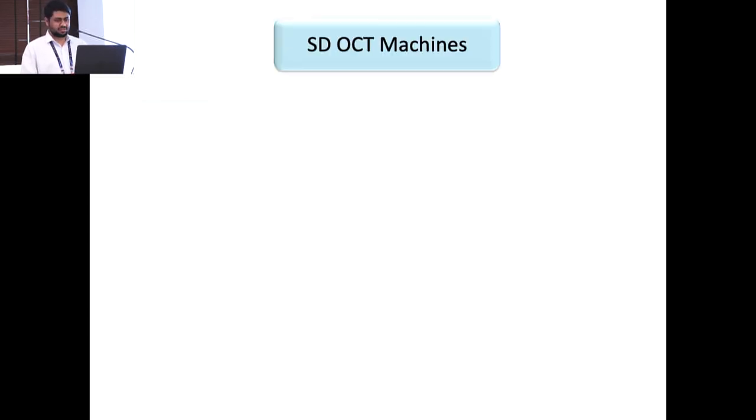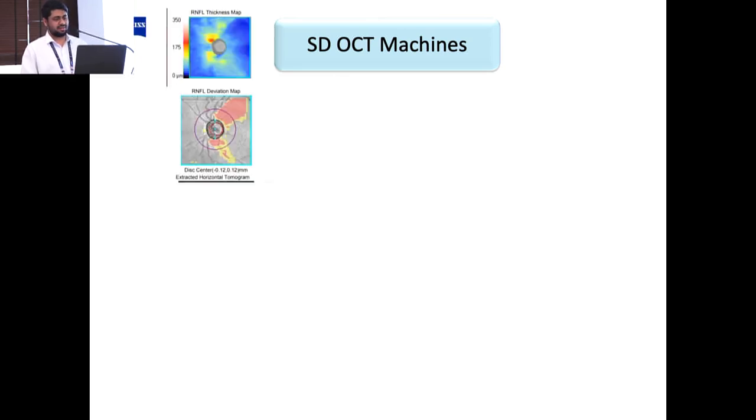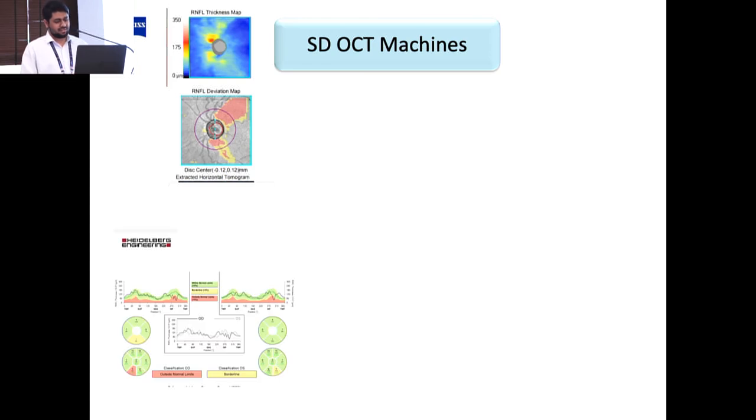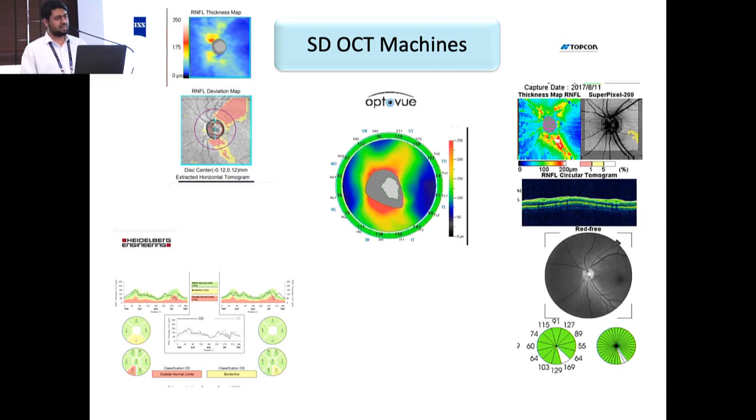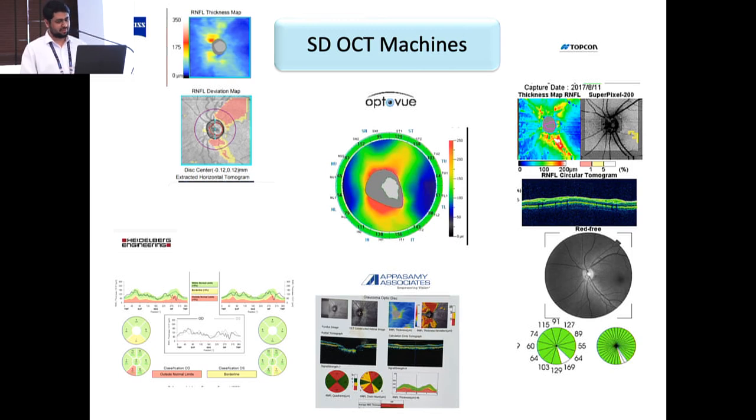I'll be mainly focusing on the spectral domain OCT machines, and there are a lot of them, and each one uses a different machine. The first one is the Zeiss Cirrus OCT, then the Heidelberg Spectralis OCT, the Optovue RTVue OCT, and the Topcon 3D OCT. All these are standard OCTs, and we have an Indian version, the Appasamy OCT, and many have that. The Appasamy OCT is actually similar to the Zeiss Cirrus OCT in many parameters. The normative database will be different, but altogether the structure is almost similar.